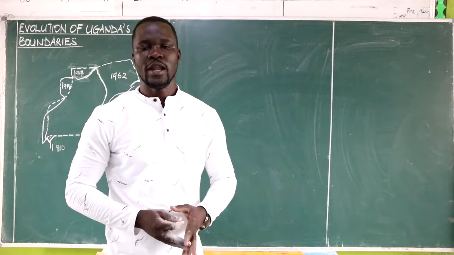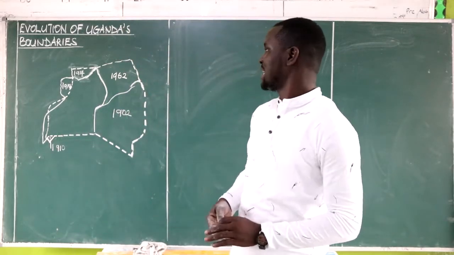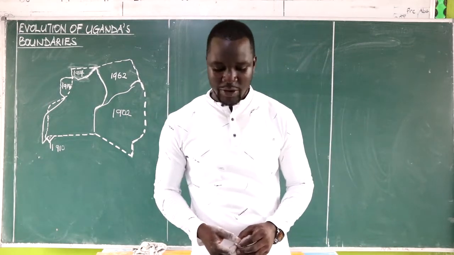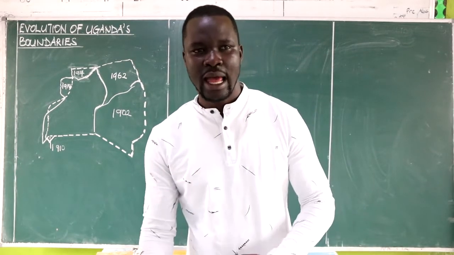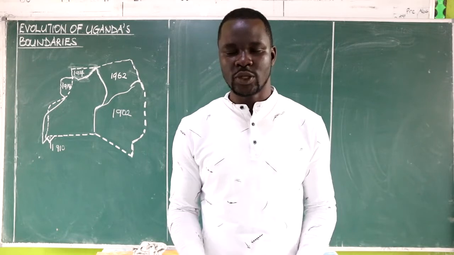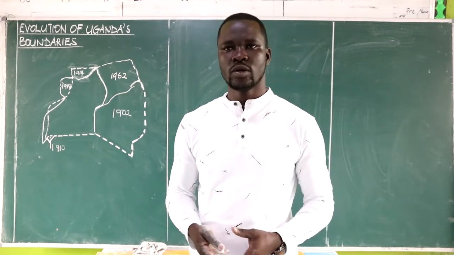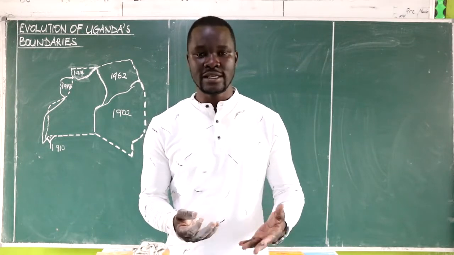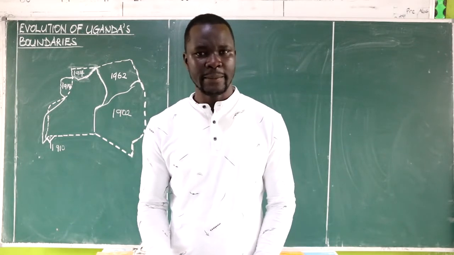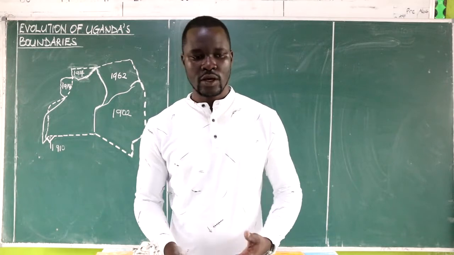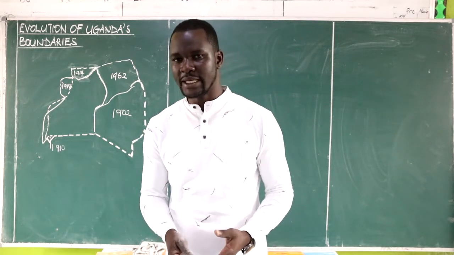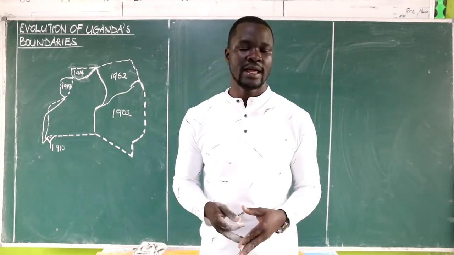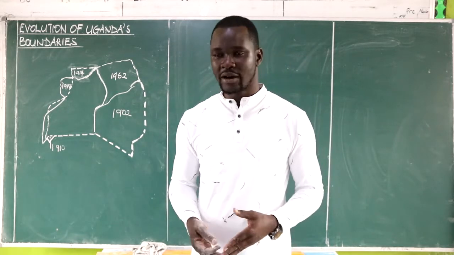So, on the board, we have the heading: evolution of Uganda's boundaries. Now, in primary 5, we are meant to understand how Uganda as a nation was created. And we shall be able to note that Uganda did not come into existence in one day. It took time for the colonialists to bring different parts of Uganda, different communities in Uganda, under their control, as we looked at in the other episode of the colonial agreements.